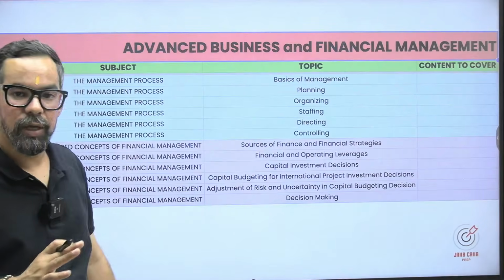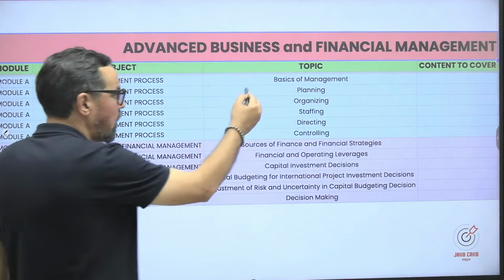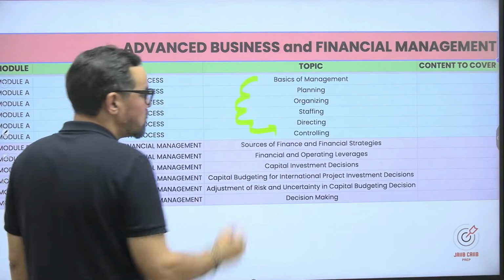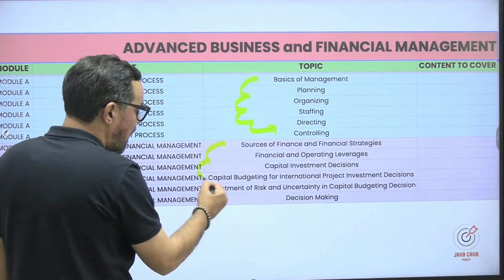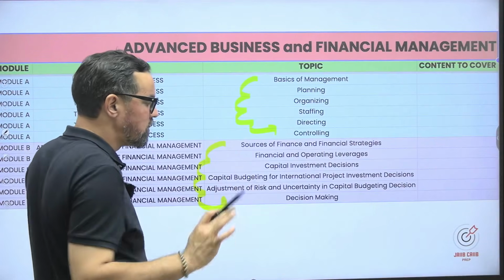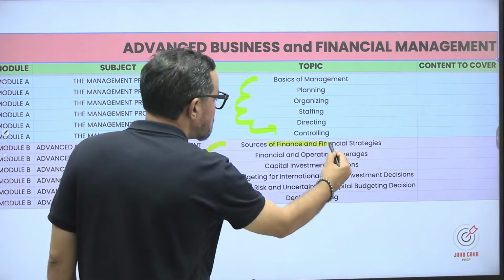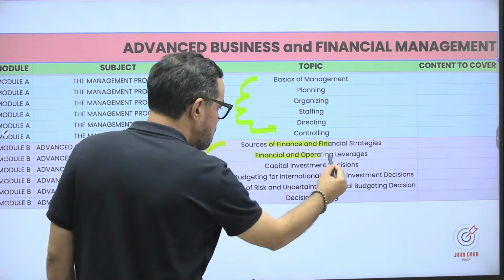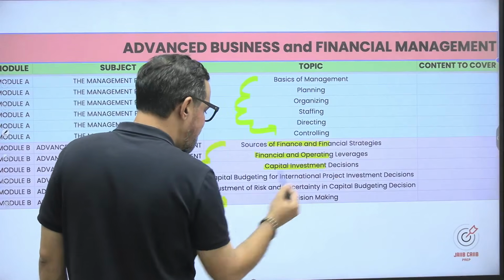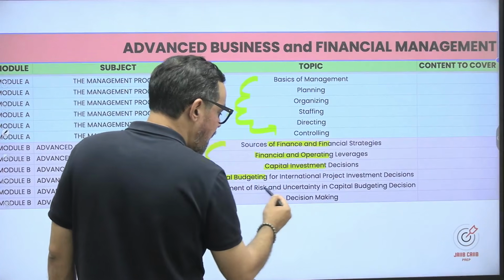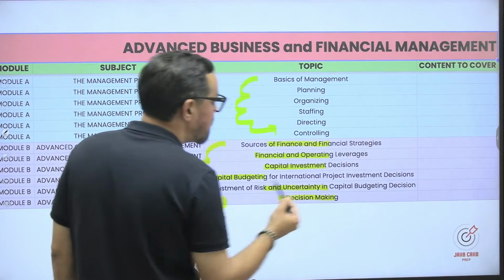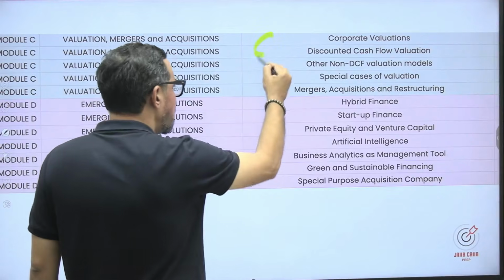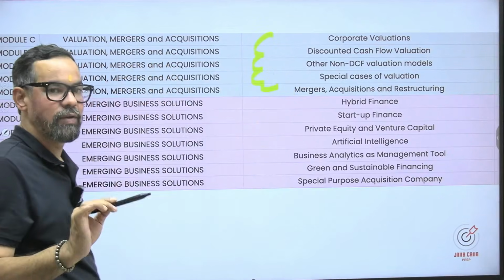Next one, ABFM. Again, first, all about the management. So planning, organizing, staffing, directing, controlling. Then we have something which will help you from the JAIIB AFM subject: sources of finance and strategies, operational and financial leverage, capital investment, capital budgeting, and adjustment of risk and uncertainty and decision making. This module has 4-5 units, but is very difficult also.